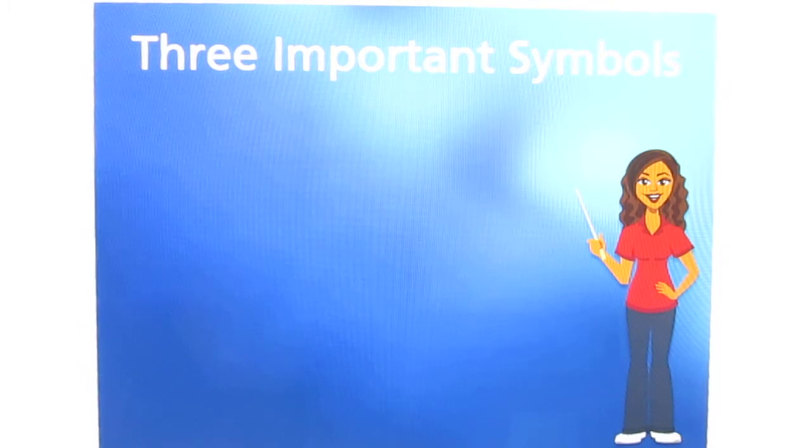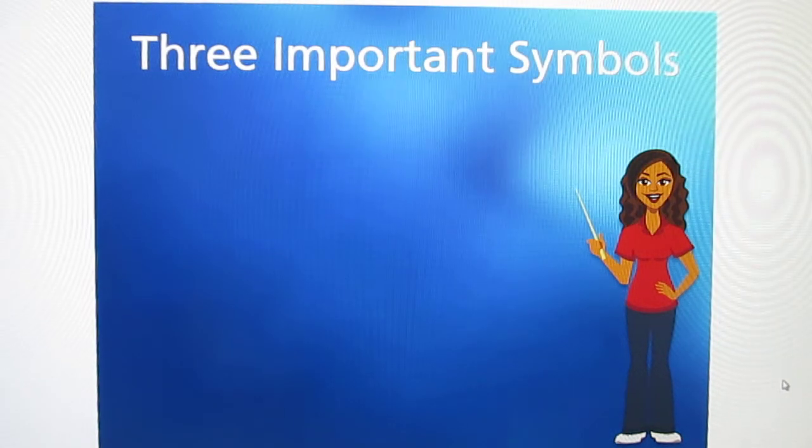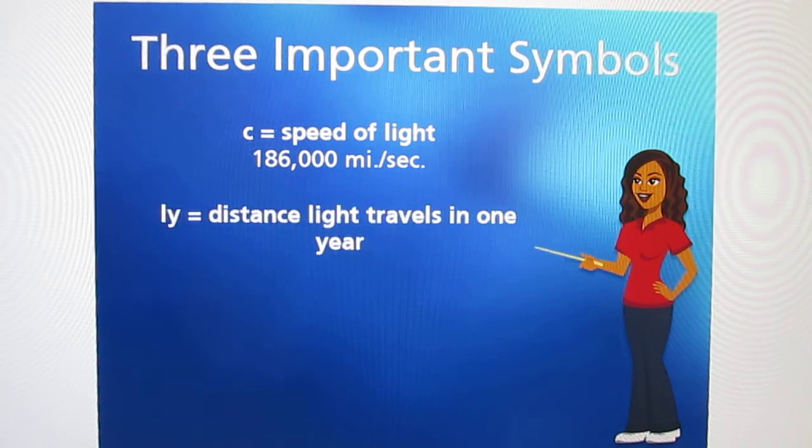It is important for you to put the three following symbols into your memory bank. The first one represents the speed of light. C equals speed of light, which equals 186,000 miles per second. Next is Ly.